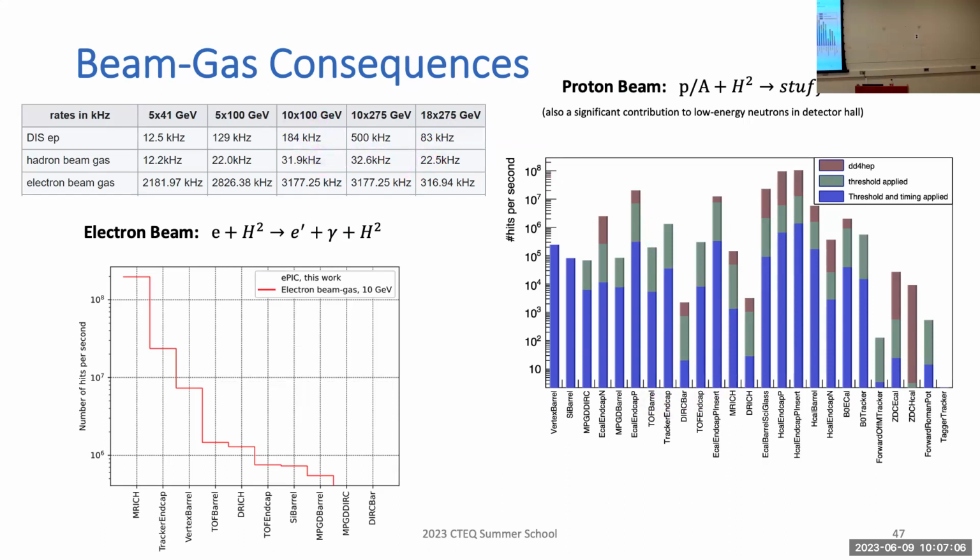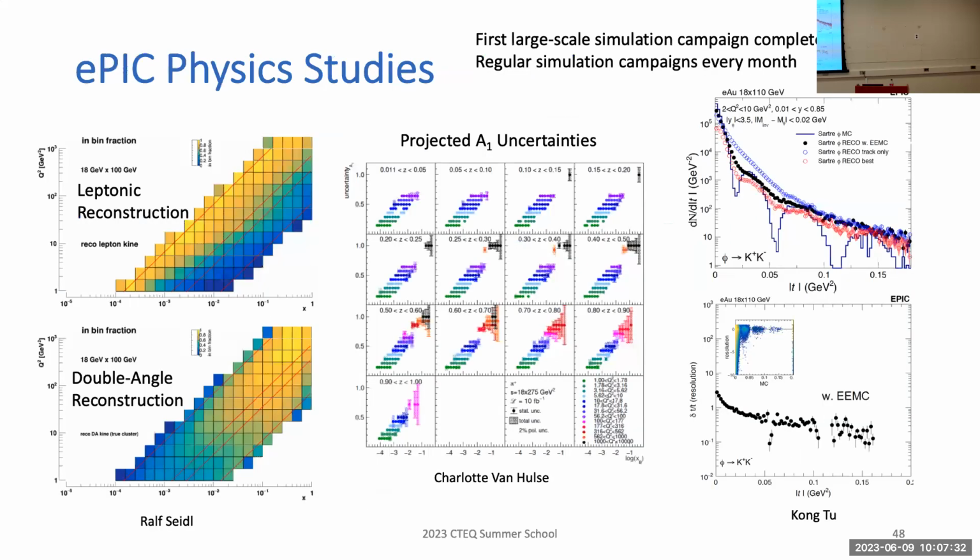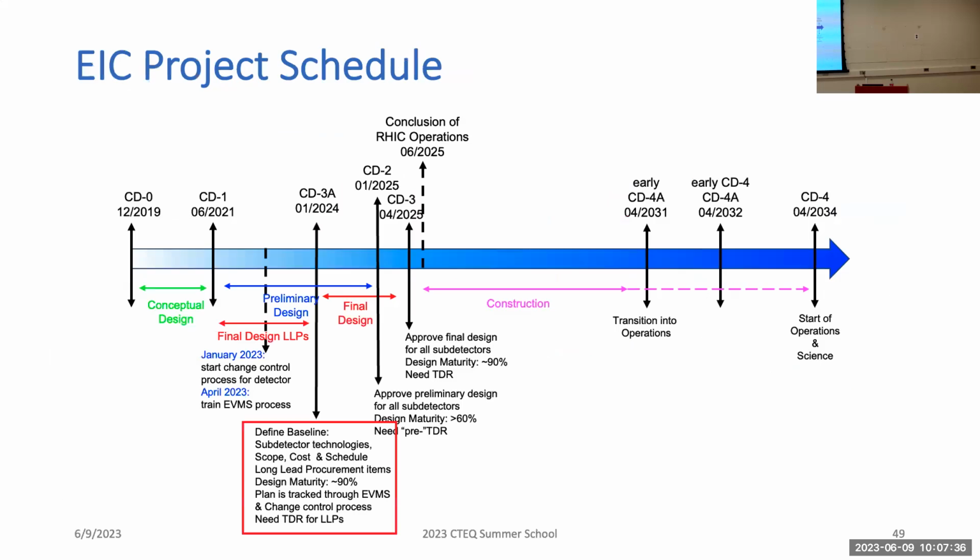So at maximum luminosity, we've got 184 kilohertz of the collisions we're interested in. We have 22 kilohertz of hadron beam gas, and you say, well, that's not so bad, right? We have 2,800 kilohertz of electron beam gas, and that is primarily going into our very sensitive electromagnetic calorimeter, right? So we have to be able to handle that. One of the things that EPIC is doing a lot of work on right now is studying how to handle that and how that affects our various physics measurements.